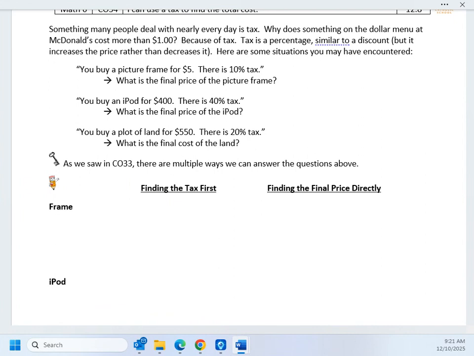Here are some situations you may have encountered. You buy a picture frame for $5, there is a 10% tax. What is the final price of the picture frame? Or maybe you buy an iPod for $400 and there's a 40% tax. What is the final price of the iPod? Or you buy a plot of land for $550 and there's a 20% tax. What is the final cost of the land? So we need to know how to increase those amounts by the taxes.